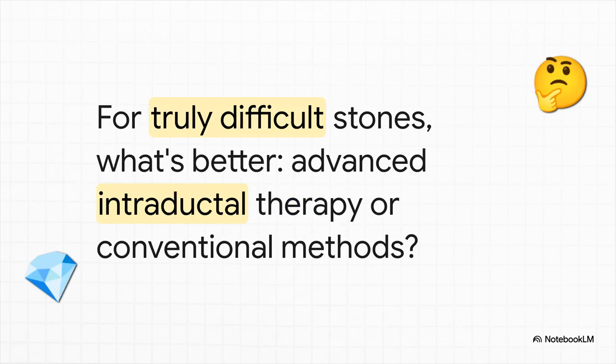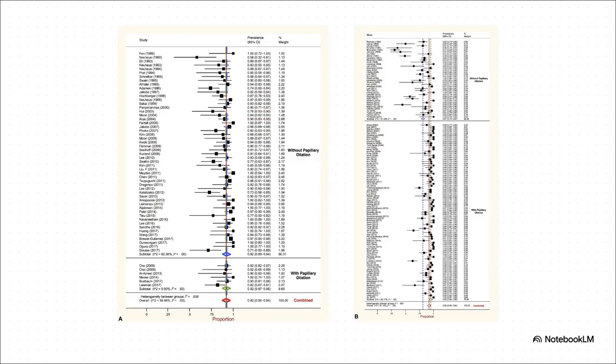But what if the stone isn't just big? It's really, really difficult. It's impacted or has a weird shape. Do we need to pull out the big guns like cholangioscopy-guided lasers, or can our conventional methods still win the day? Well, at first glance, the success rates for the fancy intraductal therapies and the conventional methods look pretty much the same. Both are around 92%.